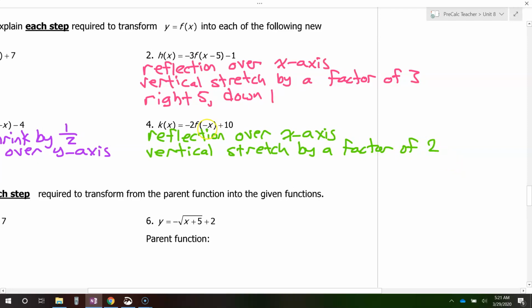And a negative sign inside the function is a reflection over the y-axis. And the 10 on the end will move the graph up 10.